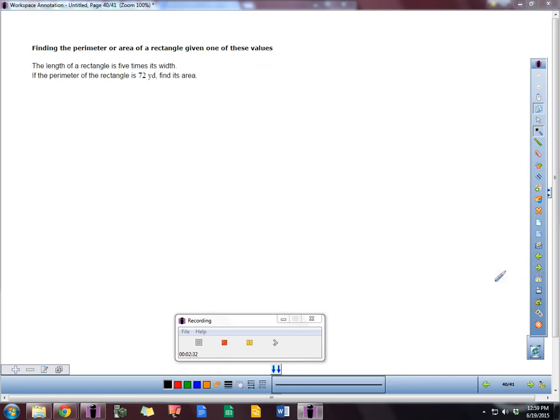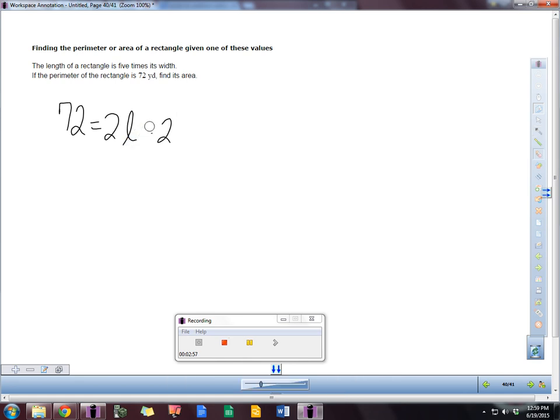Alright? Now let's take a look at another type of problem here. What this one is, you're given either the perimeter or the area, and you're given some information about the dimensions, and you have to find the one that you're not given. So in this case, we're given the perimeter, and we have to find the area. So if we know the perimeter is 72, 72 equals twice the length plus the width. And what we can do here is use the information that it's given us.